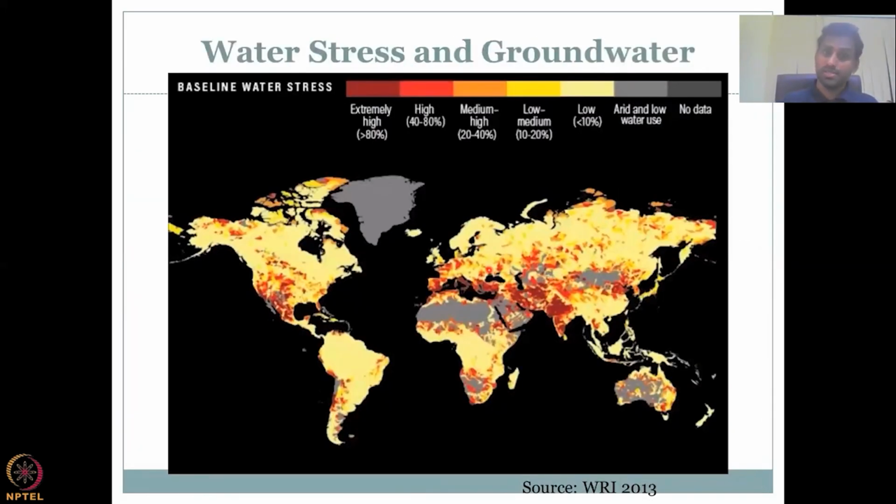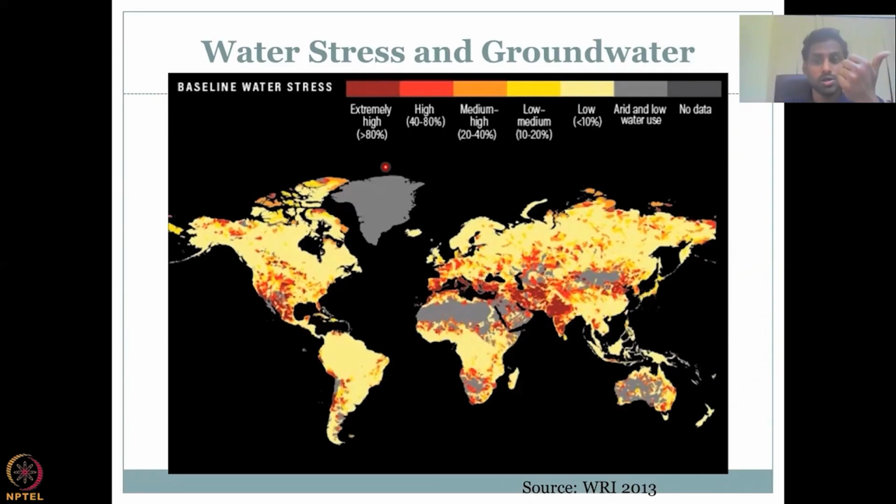The water stress has increased tremendously across. The baseline water source shows that most of the countries that are under agricultural livelihood options are staring at water stress, either high or extremely high. And when there is water stress, people go eventually to the groundwater, assuming that it is an unlimited supply of water. So what initially was stopping them from taking groundwater?